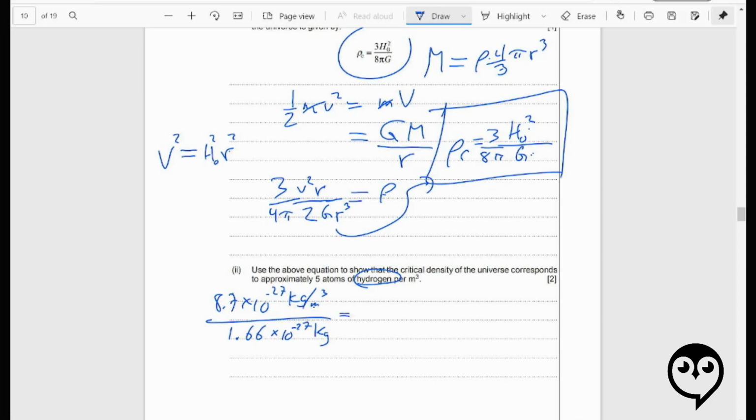Now when we divide these, 8.7 divided by 1.66, I get approximately 5.2. I get 5.24, and that's now kilogram. Oh, that's not kilograms. What is that now? That's just protons. Protons per, or hydrogen atoms per meter cubed. Because technically, I've done this as kilograms per atom, isn't it?